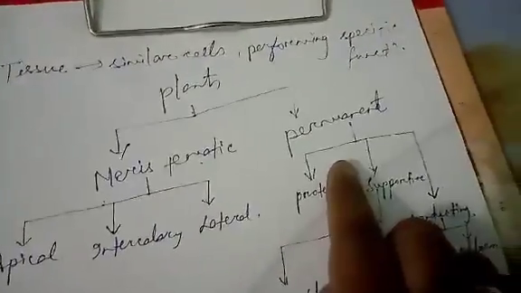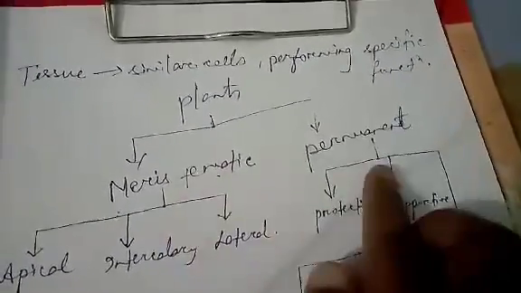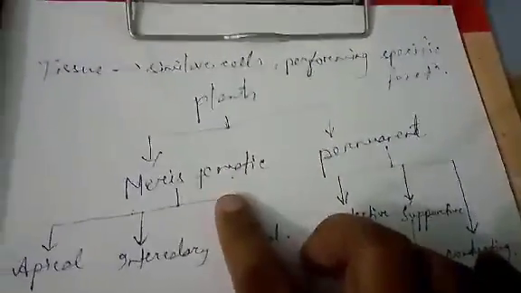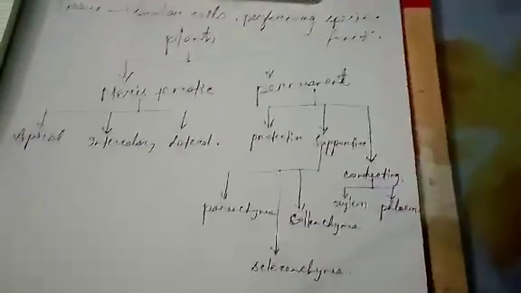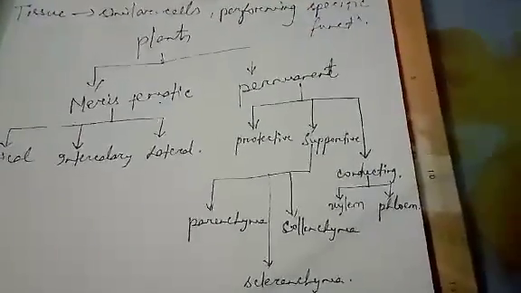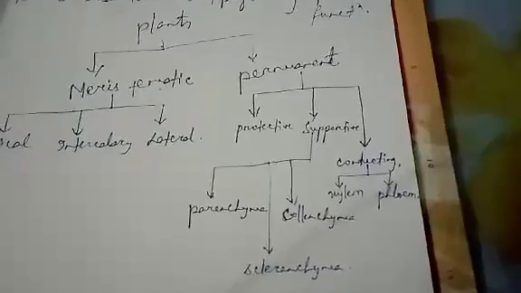Now in plants, there are two basic groups of tissues: one is meristematic and one is permanent. What is the difference between them? Meristematic tissues are the tissues in which the cells are in a state of active division, but permanent tissues are those in which the cells are not in a state of active division. This means they have been specialised with a permanent structure and a permanent function.